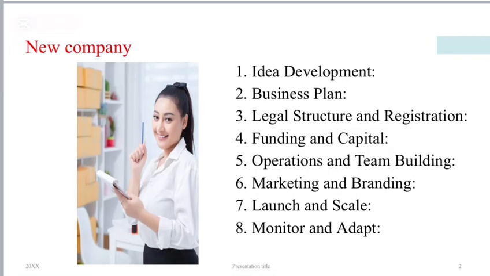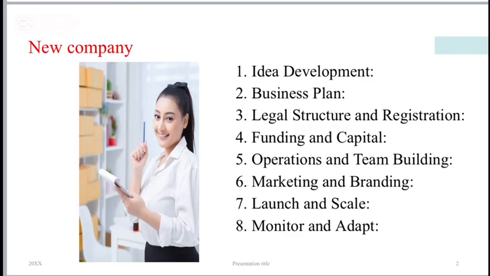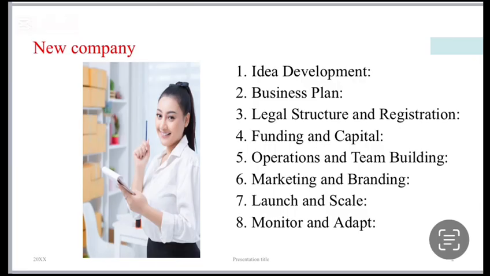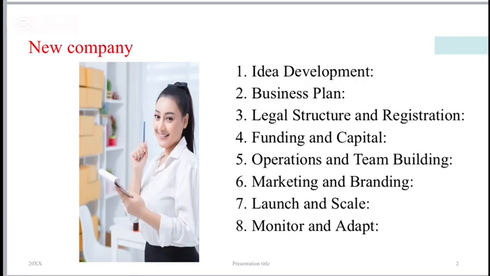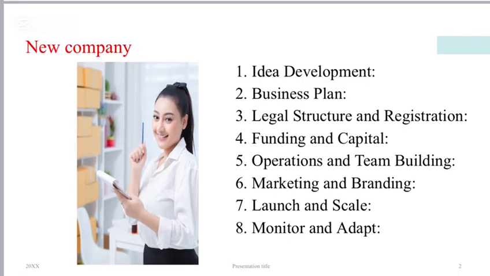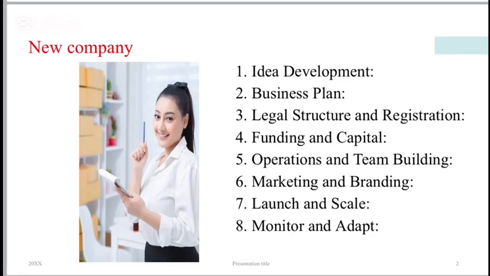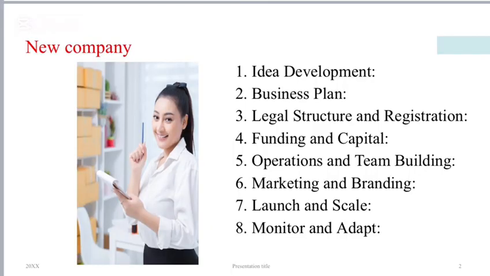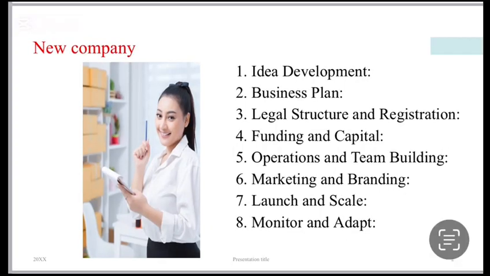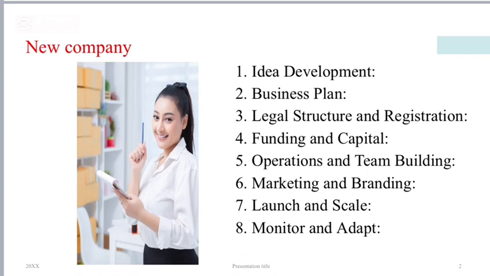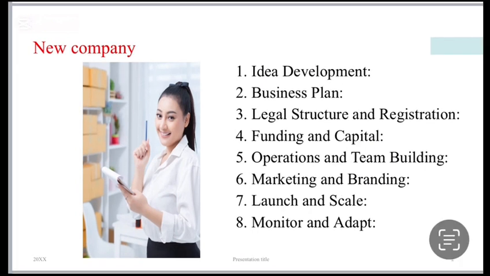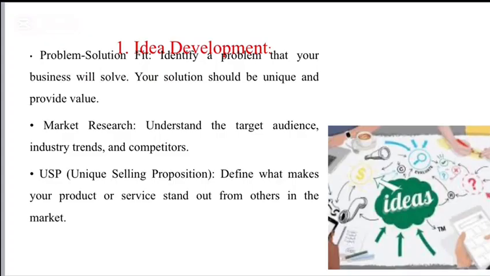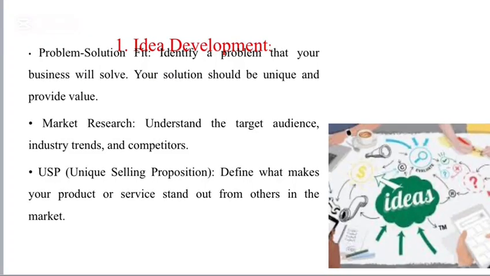So first, we're gonna look into our content. There are 8 key points in total. The first one, we're gonna talk about idea development. Second will be business plan. Third will be legal structure and registration. Fourth will be funding and capital. Fifth, operation and team building. Sixth, marketing and branding. Seventh, launch and scale. And lastly, monitor and adapt. So, let's get started.